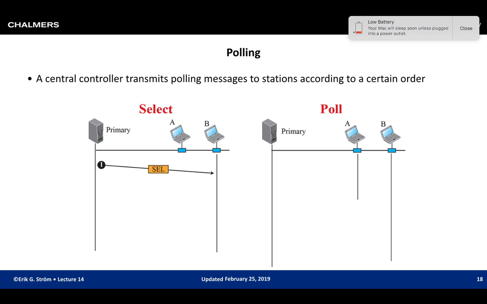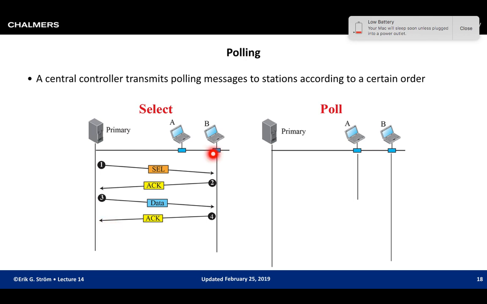Now, if the primary computer has some data that needs to be transmitted to B, it sends a special message to B saying, okay, I would like to select you for transmission. Then if B is ready to receive some data, it sends an acknowledgement back saying, okay, I'm ready, please send me the data you would like to send. And then the data is transmitted to B, and then there is an acknowledgement for that data. So the data exchange from the primary to one of the stations consists of this first handshake to figure out whether you are ready to receive some data, and then the actual data transmission.